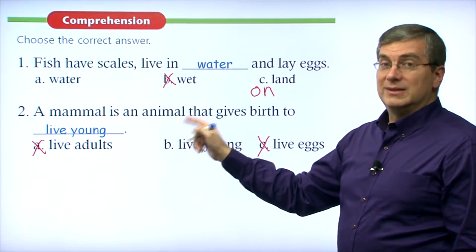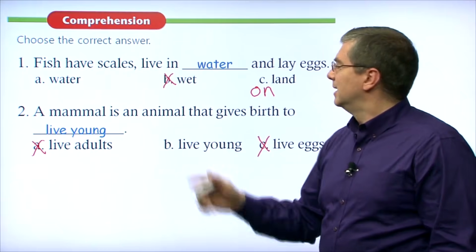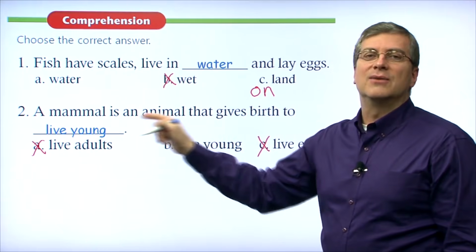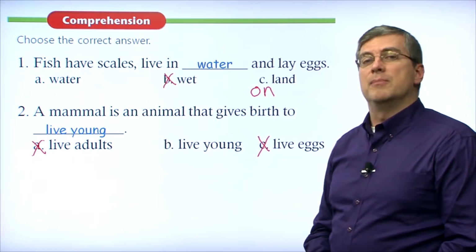A mammal is an animal. Sounds kind of interesting. A mammal is an animal. A mammal is an animal that gives birth to live young. Okay, and that's true. That's one of the characteristics of mammals.